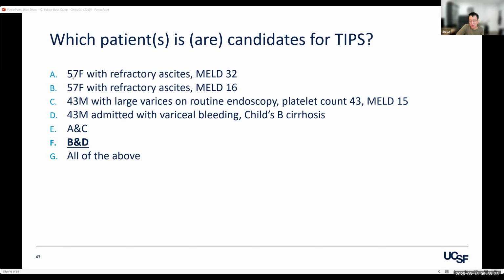So just a couple of comments. A, yes, you're correct. That person's probably too sick for TIPS. And C, when you find large varices on routine endoscopy, the first step is to try to manage it either pharmacologically or endoscopically. And so that is correct. You're looking at a patient who presented with variceal bleeding, and this is really talking about the preemptive TIPS strategy. And then B is somebody with a typical refractory ascites indication.